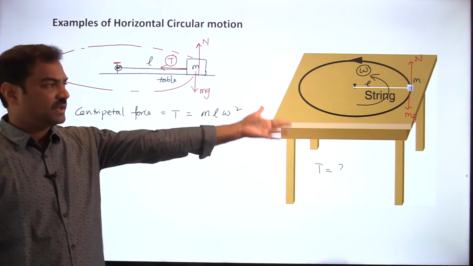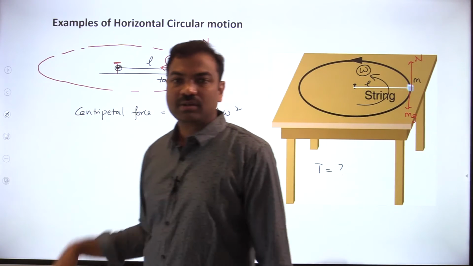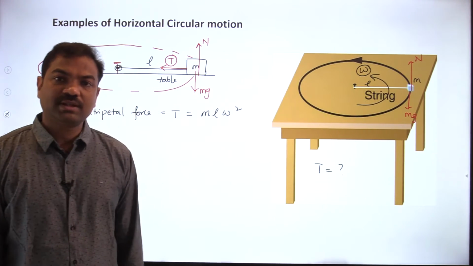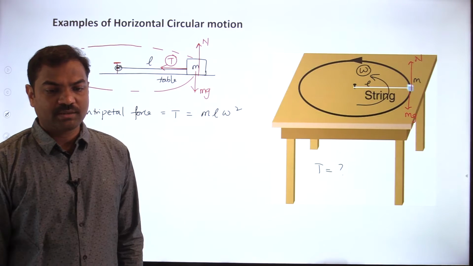V is not given, but still you can write it down, no problem. Mg and the normal reaction do not contribute any force towards the centripetal force. Mg and the normal reaction are acting perpendicular to the circular path.